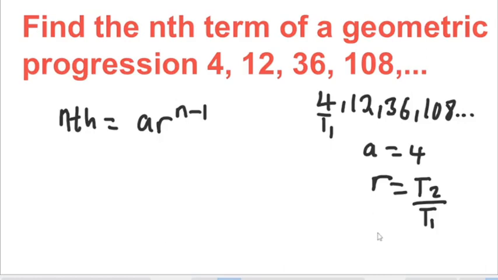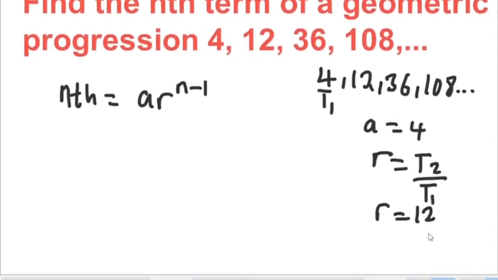In this case, when we divide, you find that term 2 is 12, which is right here, and term 1 is what? It's a 4. So when we divide 12 by 4, 4 into 12 is 3. So the value of the common ratio is 3.